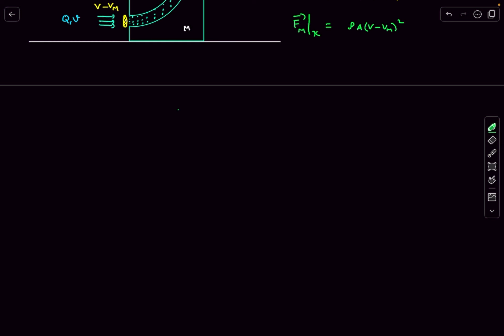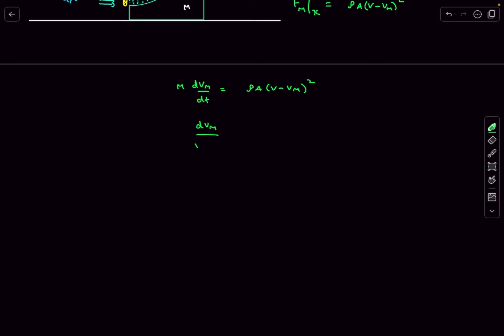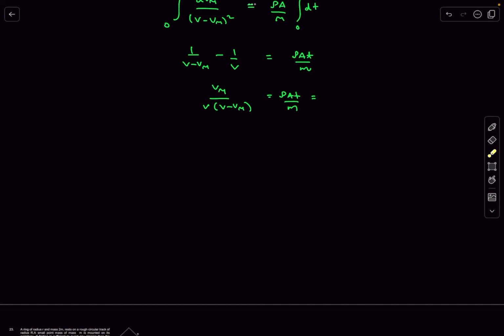Now once we have the force in the x direction, we can write it as the mass times the acceleration, which is dvm by dt. So now it's just a variable separable form. At time t equal to 0, the block was at rest, so we'll set it 0, and we need vm as a function of time. Okay, so this is what we get.